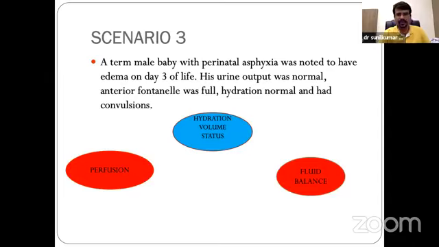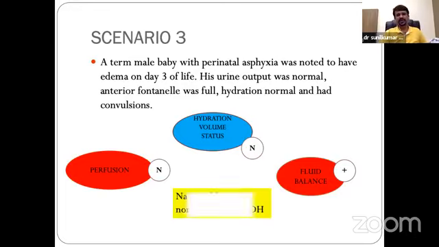Here the hydration is normal, the fluid balance is positive, the baby has gained some weight, and perfusion appears normal. So what will be the possible diagnosis here? When we measure sodium, it's 120 and it's low. It's hyponatremia with normal ECF. Because of the background history of perinatal asphyxia, there can be a possibility of SIADH. So we need to treat SIADH by reducing the IV fluids.